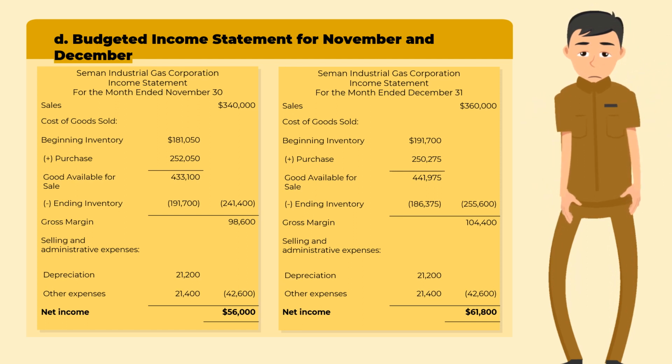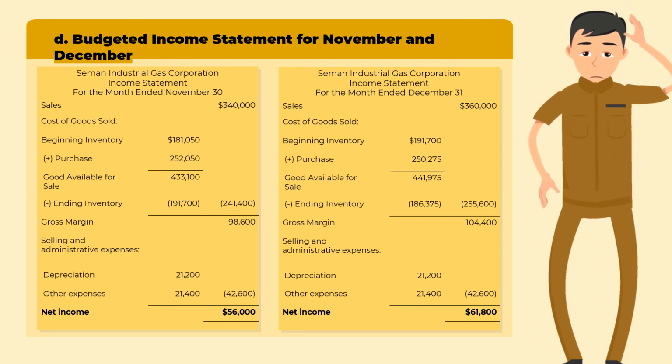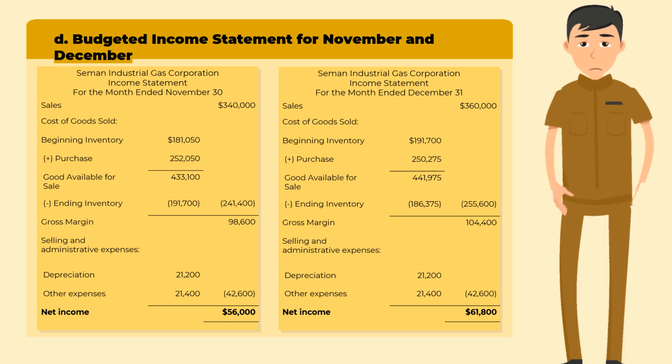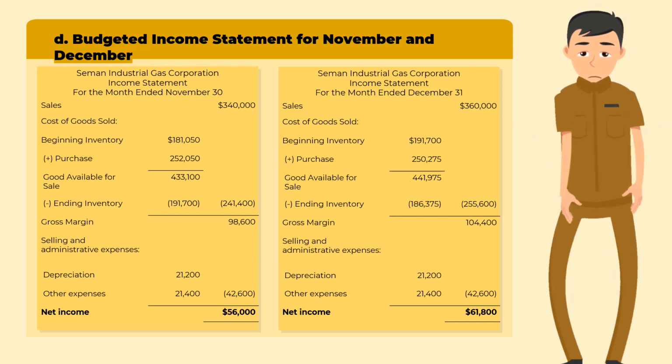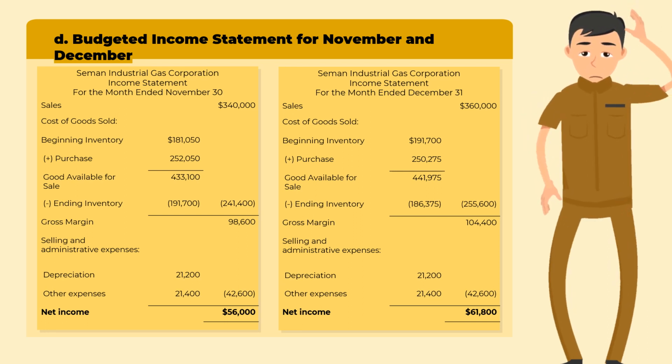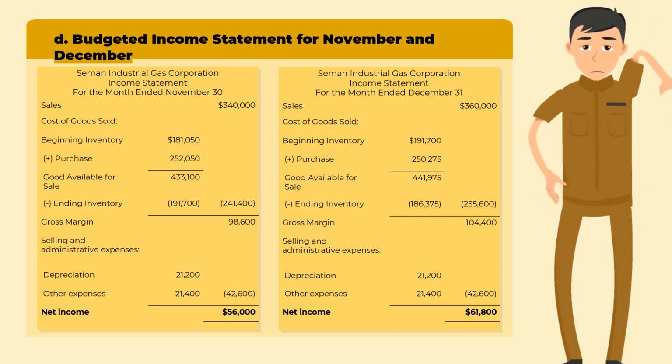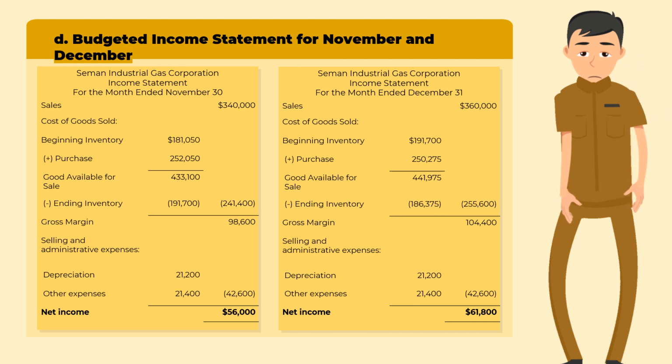The calculation of cost of goods sold: the beginning inventory we take from the question, $181,050, plus the required purchase for November, $252,050. So we will get the goods available for sale, which is $433,100, and then we minus the ending inventory that has been calculated from the previous question, $191,700.